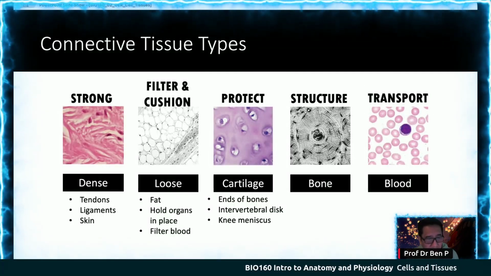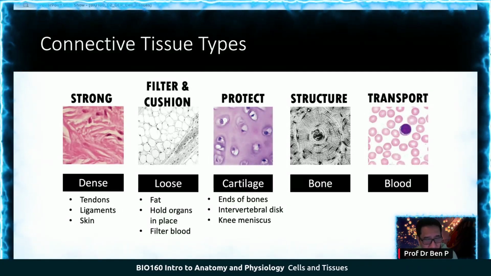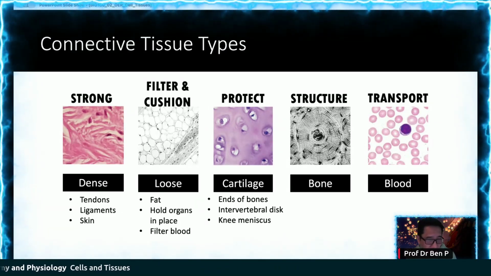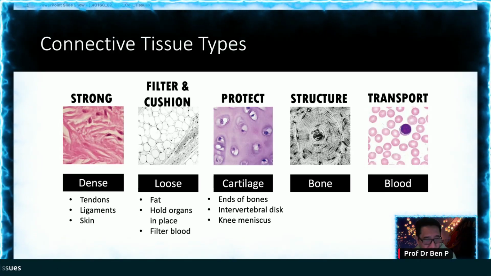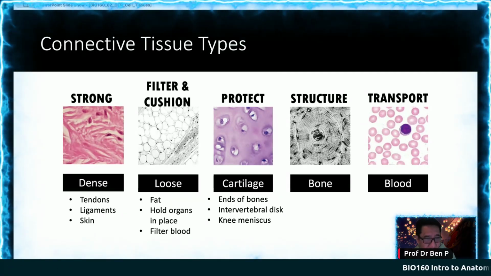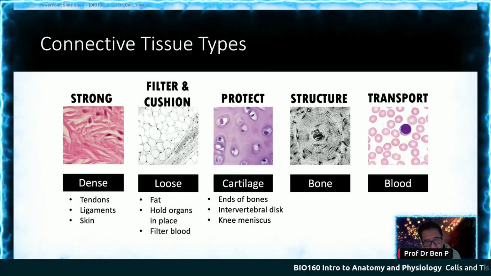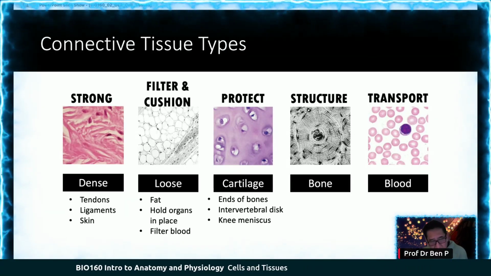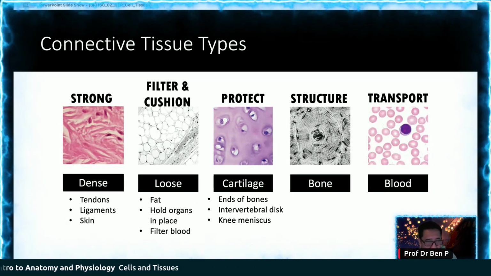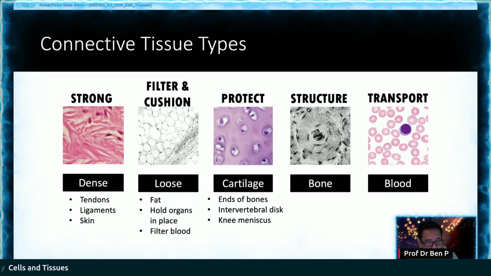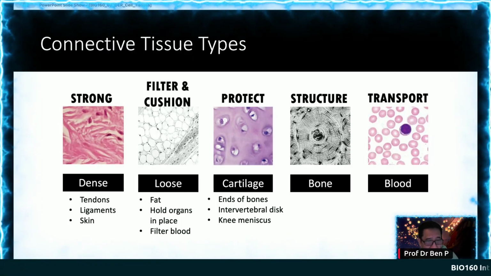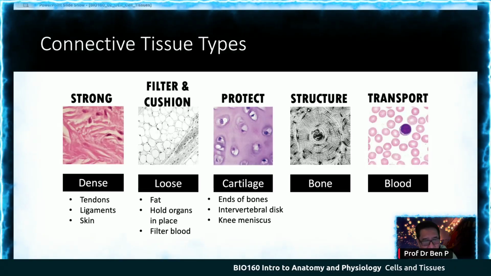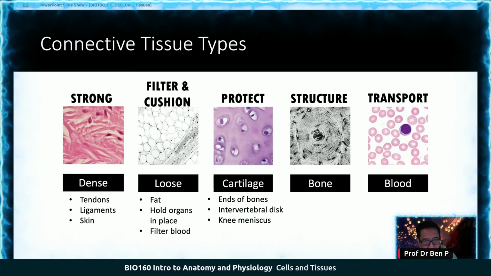There are different types of connective tissue. You have dense regular, and then loose, and there's loose and regular as well. Dense usually is in your tendons, your ligaments, and your skin. So definitely know these examples. You're going to see that on your exam this week. Loose, you have your fat, right? The function of your loose connective tissue is to hold things in place.